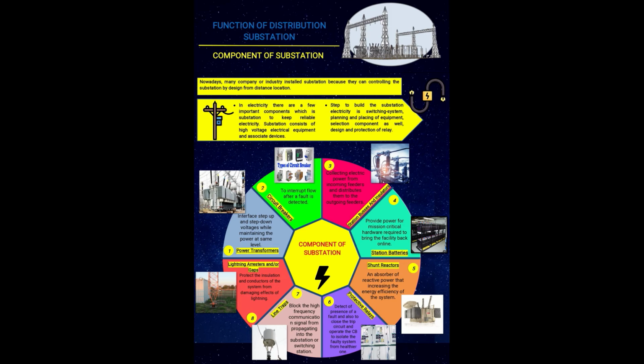We point out only 8 components to be put into the poster. There are more actually, but we decided to put only the important components in a substation into our poster. So let's go through it. The first box is about the power transformer. The second is the circuit breaker. The third is station buses and insulators. The fourth is station batteries. The fifth is the shunt reactor. The sixth is protective relays. The seventh is the line trap, and lastly is the lightning arrestor and/or gap.